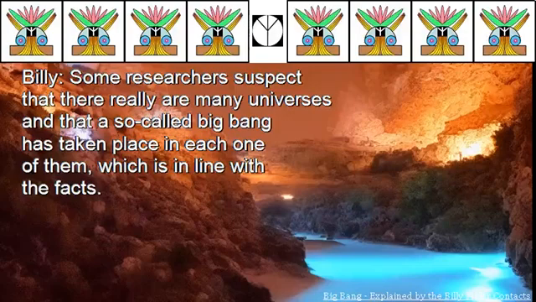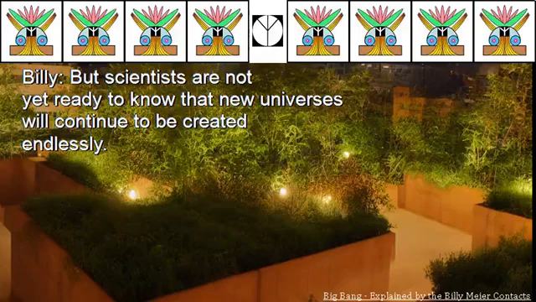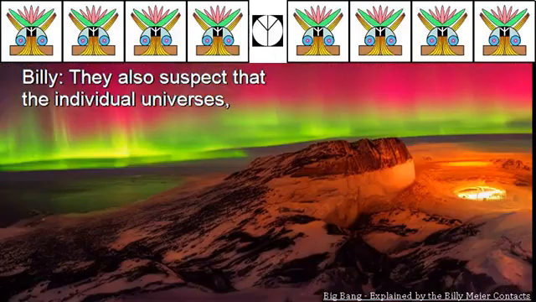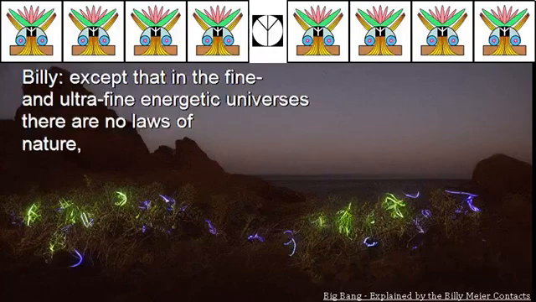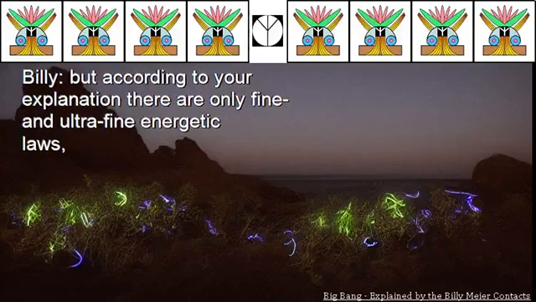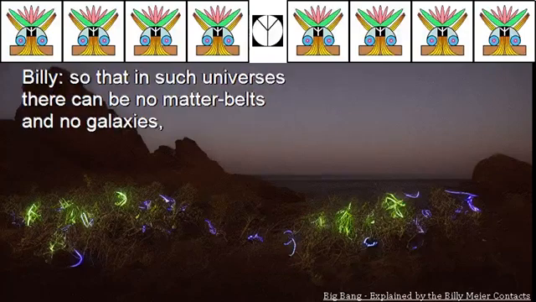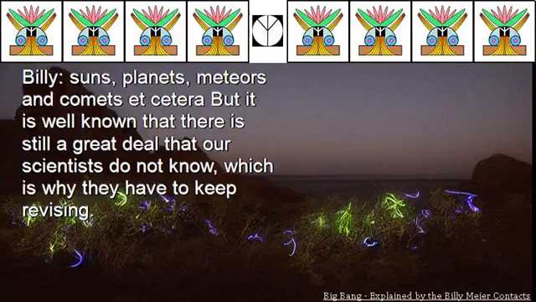Some researchers suspect that there really are many universes, and that a so-called Big Bang has taken place in each one of them, which is in line with the facts. But scientists are not yet ready to know that new universes will continue to be created endlessly. They also suspect that the individual universes, which they compare with bubbles, respectively soap bubbles, deviate from our Dern universe with regard to the laws of nature, so that there must be universes without stars. Of course they are right, except that in the fine and ultrafine energetic universes, there are no laws of nature. But according to your explanation, there are only fine and ultrafine energetic laws, so that in such universes there can be no matter belts and no galaxies, suns, planets, meteors and comets, etc.